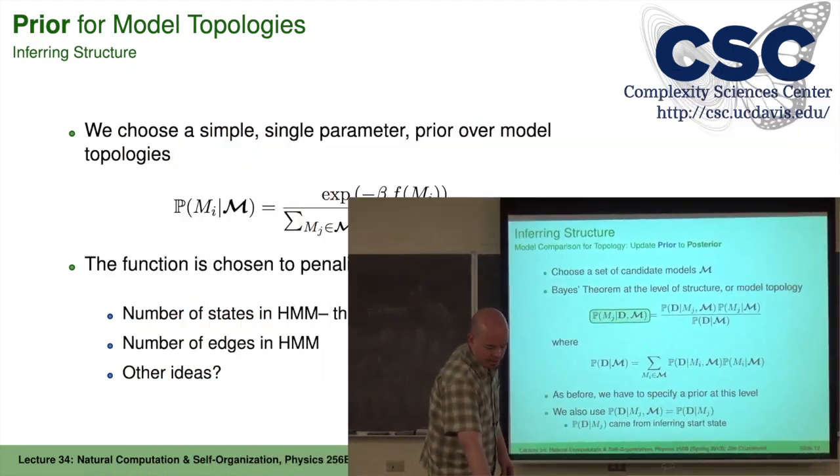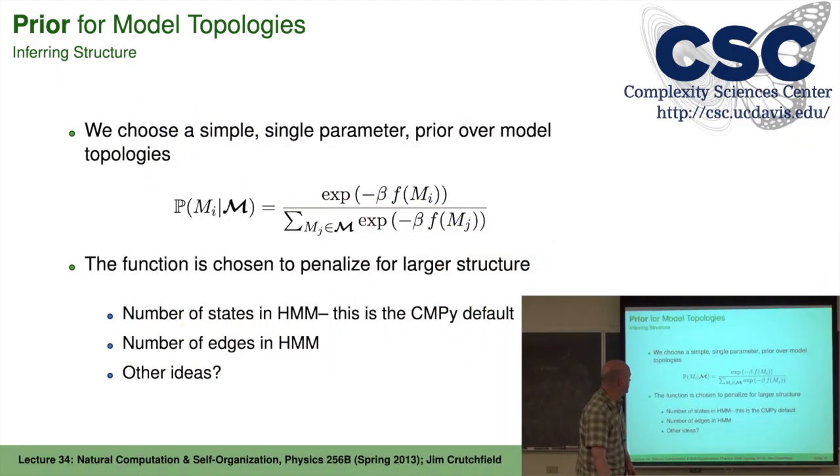Okay, so what kind of prior will we choose? This is just one prior. I think it's fairly effective, but I'm sure I could be convinced that there were other ways to do this. What we're going to do is use a simple prior that has a single parameter. In this case, it will be beta. And there's going to be an exponential penalty for some function of the model topology.